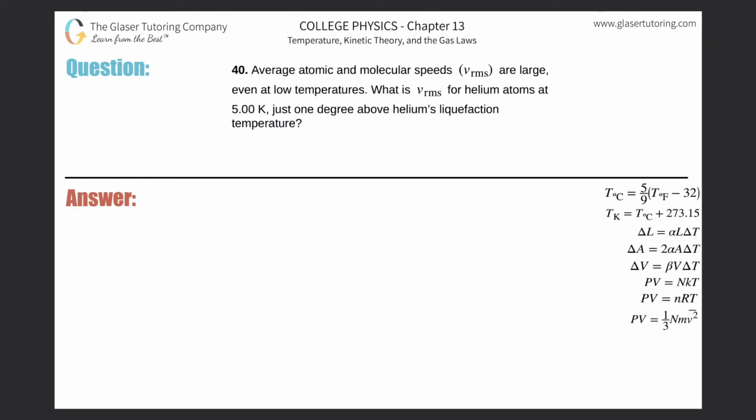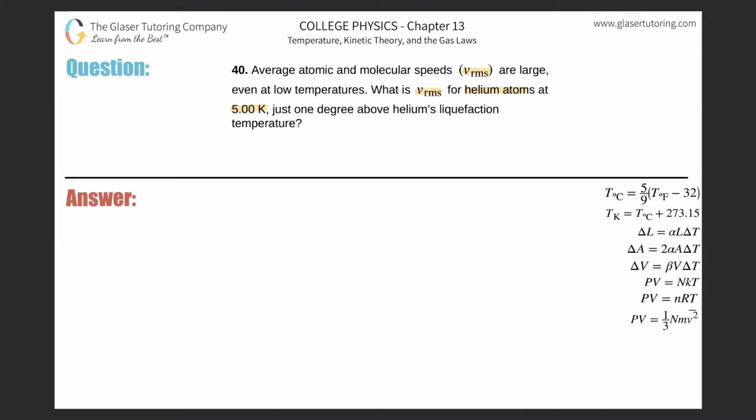Number 40. Average atomic and molecular speeds, V sub RMS, are large even at low temperatures. What is the root mean square velocity for helium atoms at 5 degrees Kelvin? Just 1 degree above helium's liquefaction temperature. All right, so we're talking about helium. What's liquefaction? It's just when vapor turns to liquid. Don't worry about what it is, though.